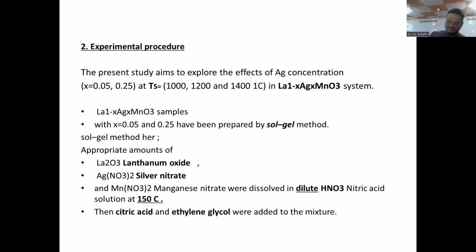Now let us talk about the experimental procedure, specifically in the lab. How the researchers could produce this perovskite, doping perovskite oxide using Ag, the silver, as doping element with two different doping ratios. The present study aims to explore the effect of Ag substitution using three different sintering temperatures on the system.